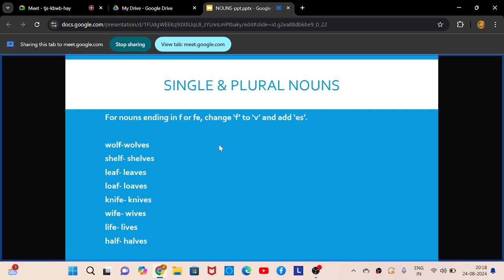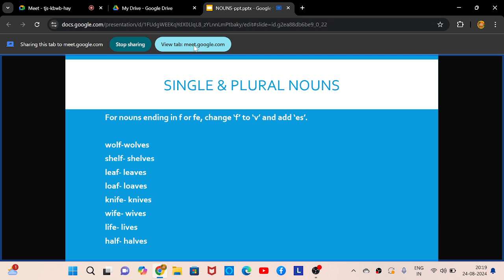Okay, now moving to words or nouns ending in f or fe. We have to change the f to v and add es. That is, if a word ends in f or fe, to make it plural, first change the f to v, and then add es. Okay, yes.